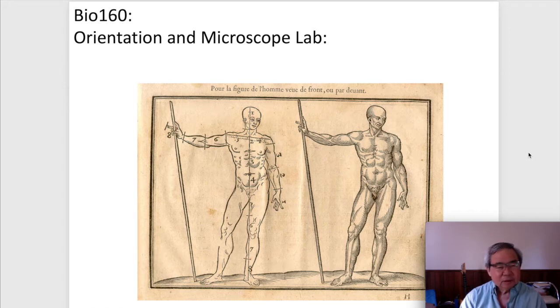Today we're going to have an orientation lab. We want to talk about some of the terms we have to know so that we can have a common vocabulary when we refer to parts of the body or structures, so everybody's on the same page. We're also going to talk about the microscope, what we can see with the microscope, and why this is so fundamental to our appreciation of how the body works and what's going on here.